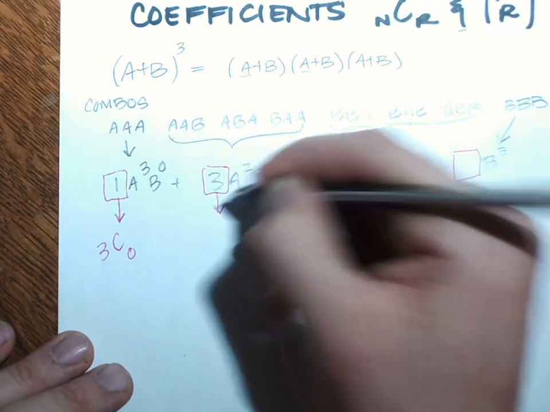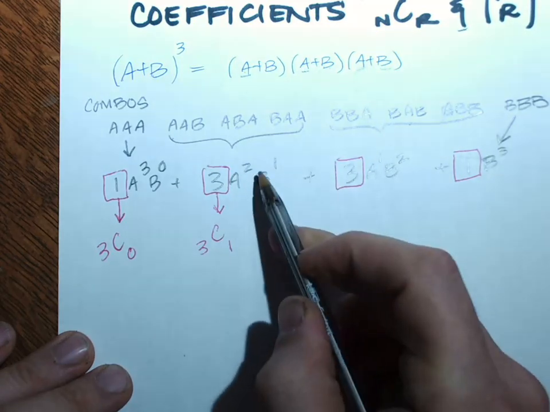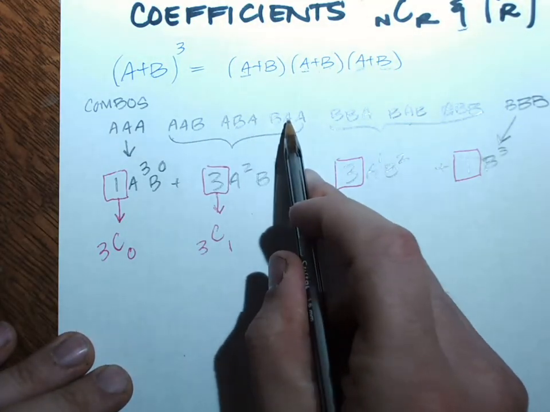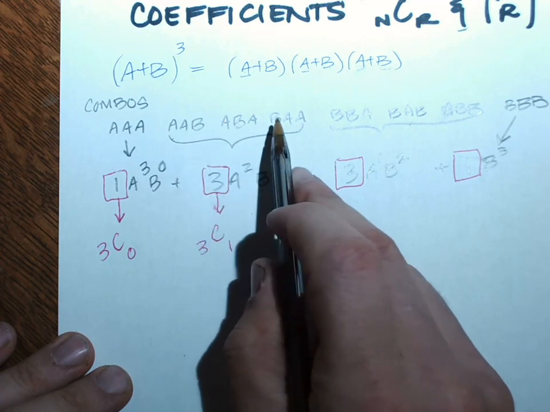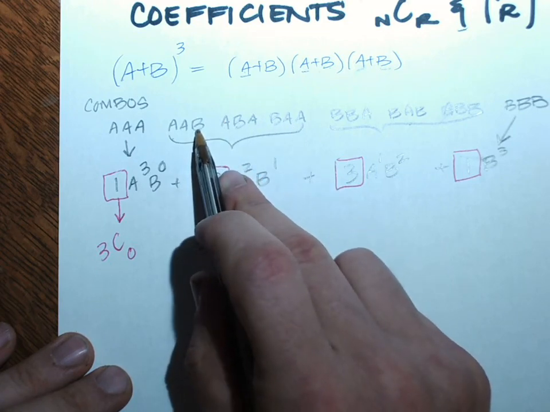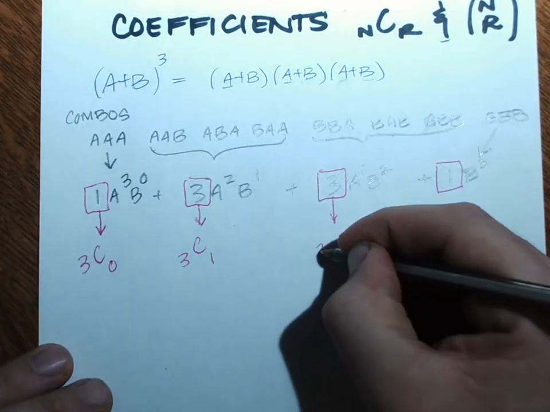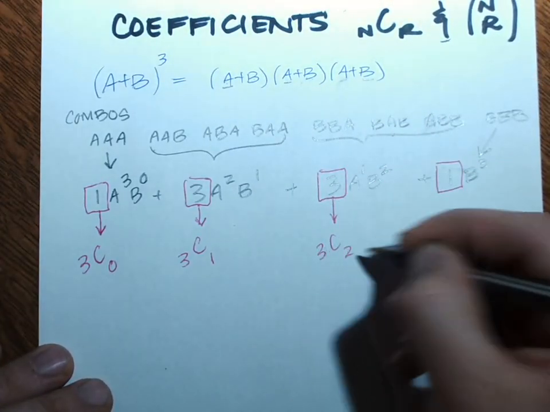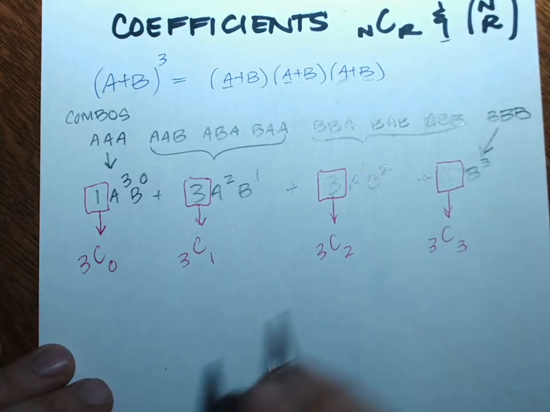This one would be 3 choose 1. So in all 3 of these cases, we have 3 positions and there's 1 B. It's somewhere. It's either the last, the second, or the first place. This would be 3 choose 2, and then 3 choose 3.